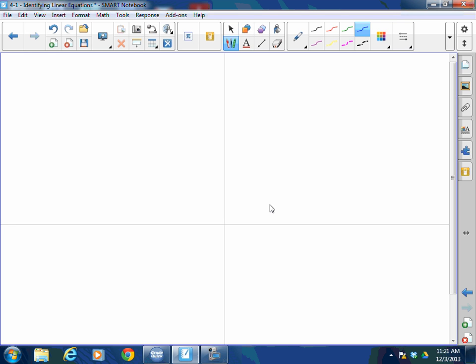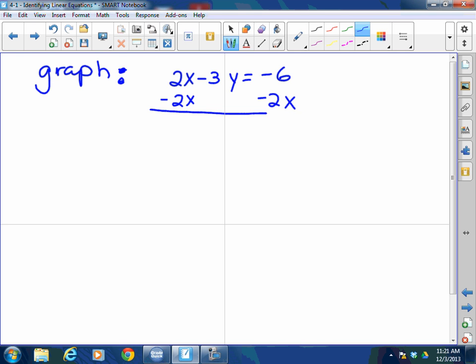Now, what if I tell you to graph, I want to do one where you got to solve for y again. Let's say 2x minus 3y equals negative 6. Okay. What would I do here first to get y all by itself? Yes, sir. I saw your hand first. You're going to subtract 2x to both sides because you want to get y alone.